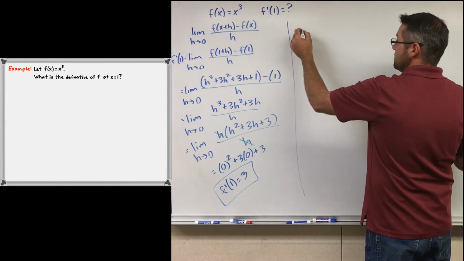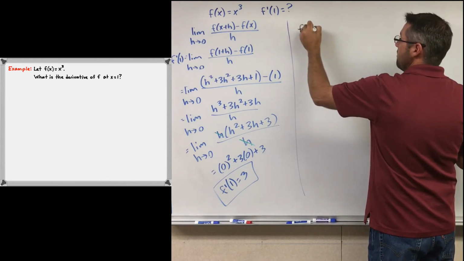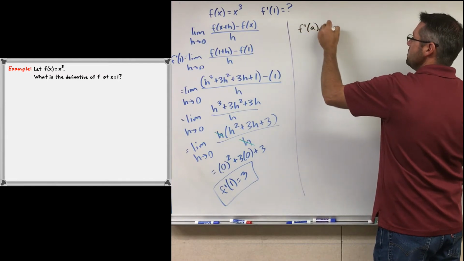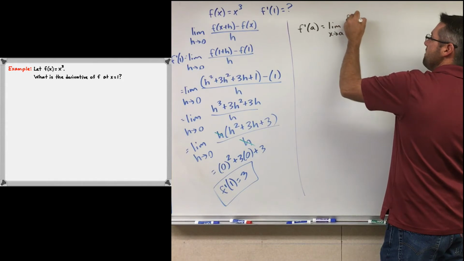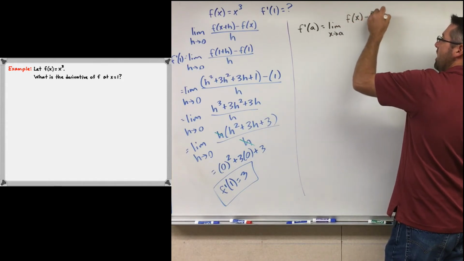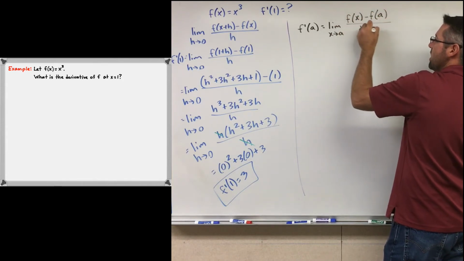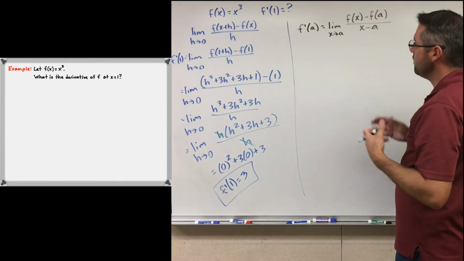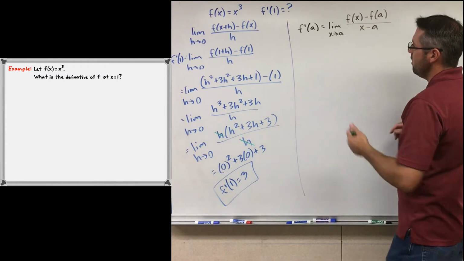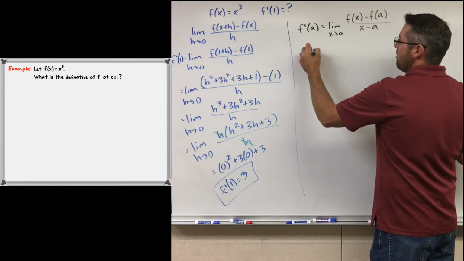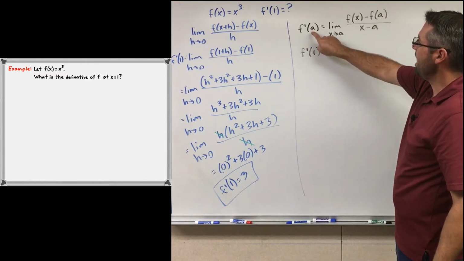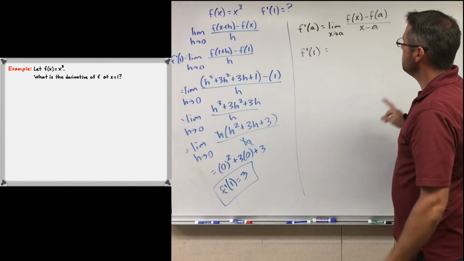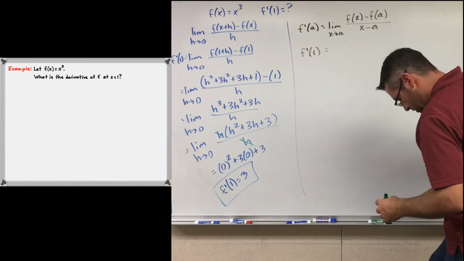The other definition said f prime of a is equal to the limit as x approaches a of f of x minus f of a all over x minus a. So let's go ahead and figure out what each of these things are. First of all, we want f prime of 1. Well, that implies that a is 1. So let's do that work off to the side there.